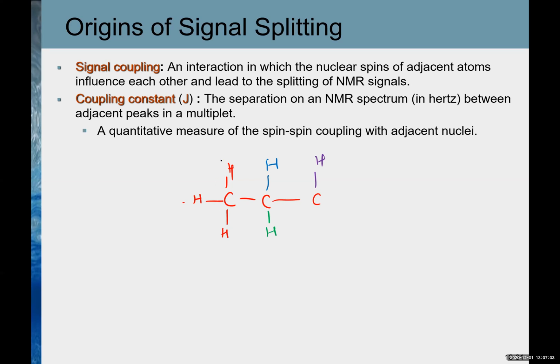How about blue and purple hydrogen, are they vicinal? Yeah, and that is also correct. They are vicinal. How about red and purple? Are they vicinal? No. That is correct, because red and purple are 4 bonds apart. So 1, 2, 3, and 4.